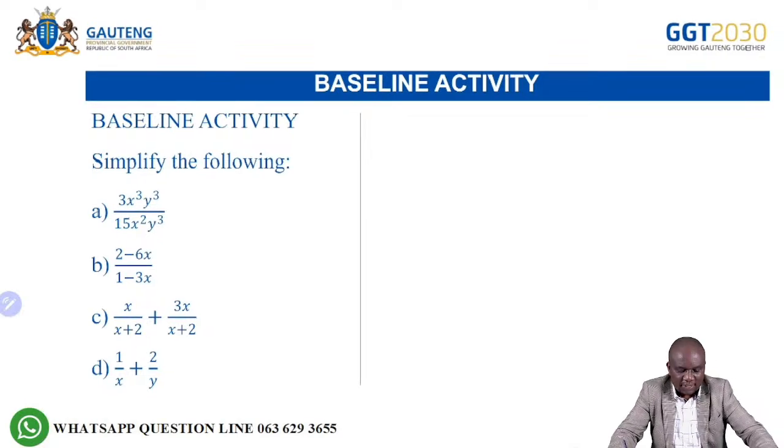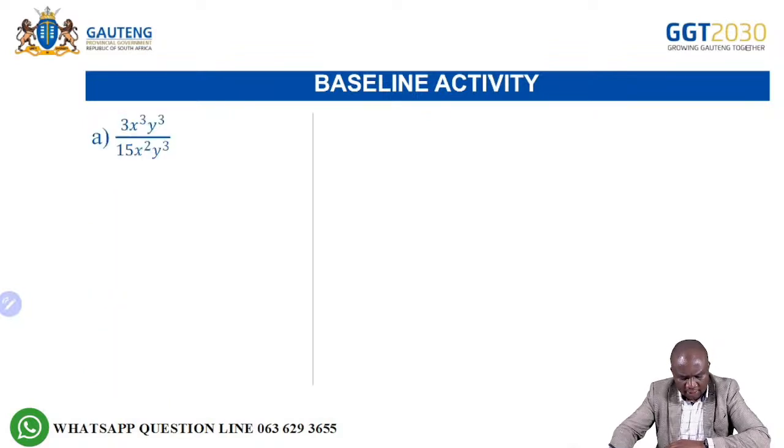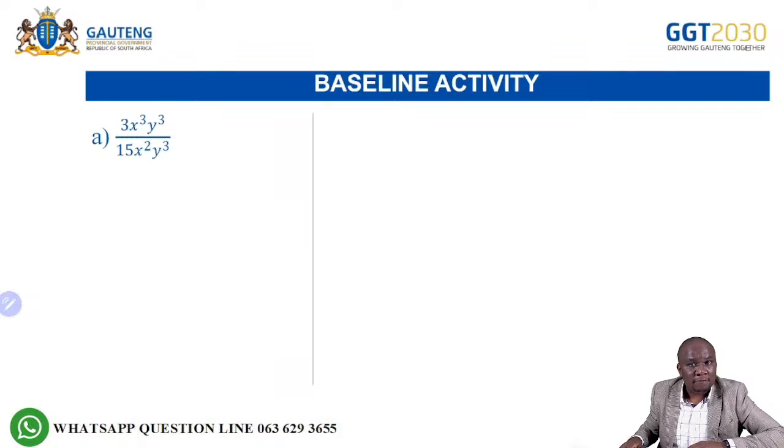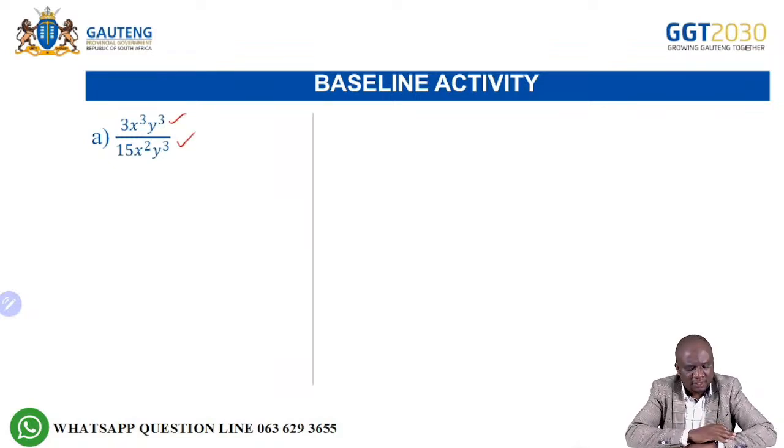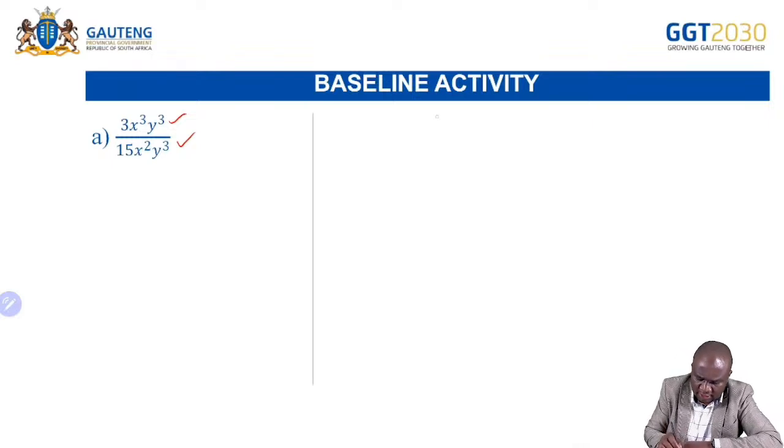Right, welcome back, grade 10s. If you managed to answer A and B, let's mark our work. Now, in A and B, we have the numerator and the denominator. We have the highest common factor there. Let's look at the numerical coefficients. We have 3 and 15. What is the highest common factor between 3 and 15? It is 3, isn't it?